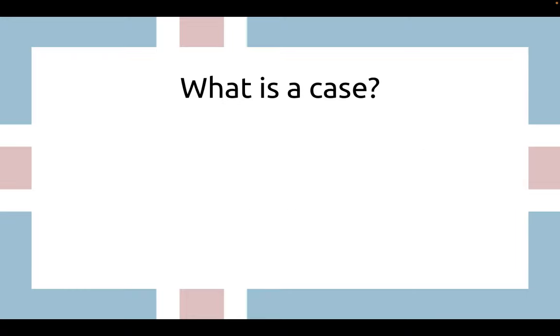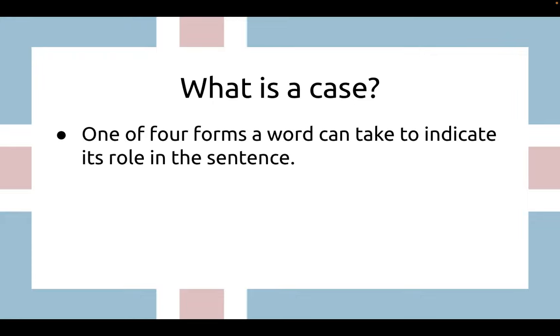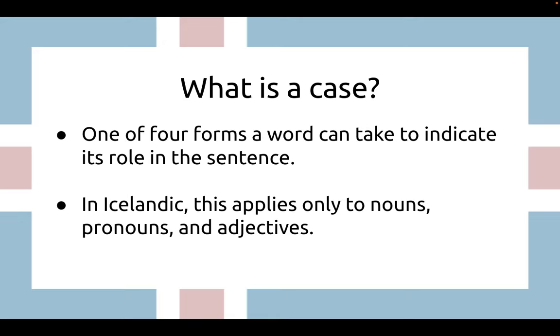Now you'll remember, if you've watched that video, that a case is the form that a word takes which tells you how it functions in the sentence. In Icelandic, it only applies to nouns, pronouns, and adjectives. In Icelandic, there are 4 cases. There is the nominative, which we're going to talk about in this video. There's also the accusative, the dative, and the genitive. I'm going to make one video for each of those cases to explain the most common ways that they are used. And that's what this video is. It's the most common ways that the nominative is used.